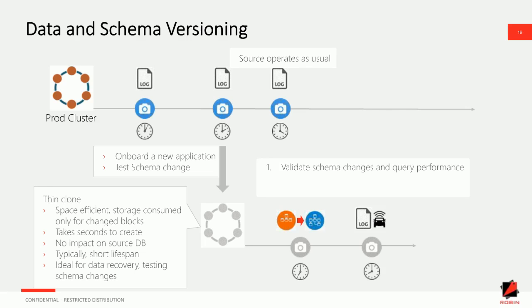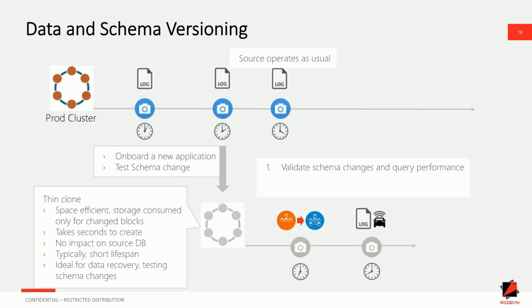Now it's important to note that the source moves on as usual. So the changes that you make to the thin clone have zero impact on the production cluster. So on production you can keep on loading more data, taking snapshots, etc.